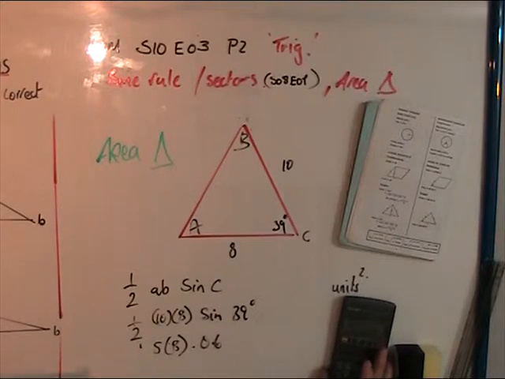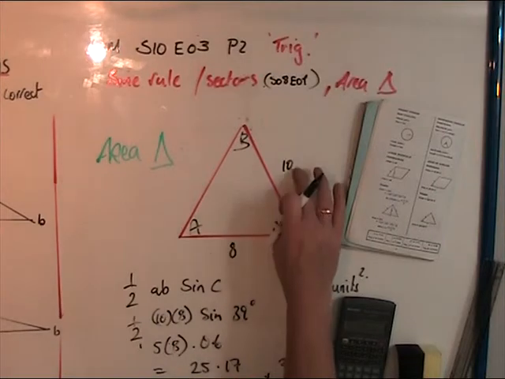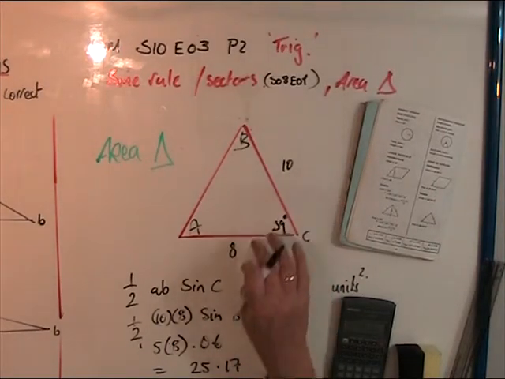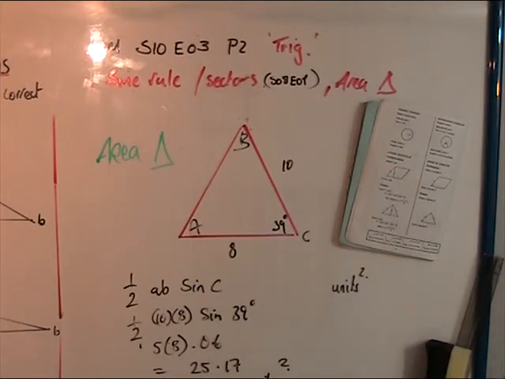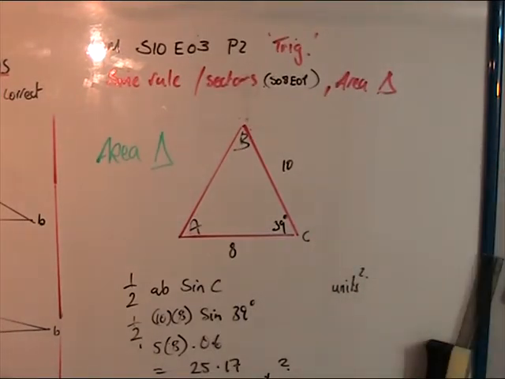And the answer is 25.72, so to one decimal place it becomes 25.7, and that's units squared. It's one place of decimal, and it's units squared because they don't give you centimetres here. Sometimes they do, so remember you always express area in units squared. Okay, good. So remember, that's on page 6 of the tables.